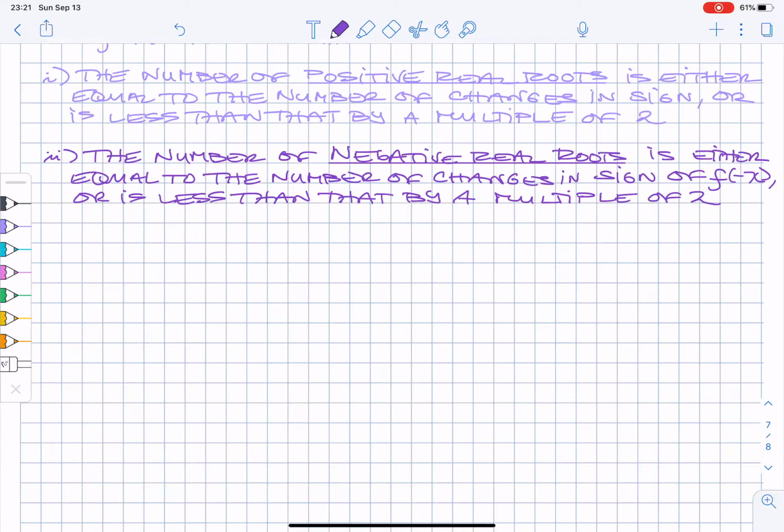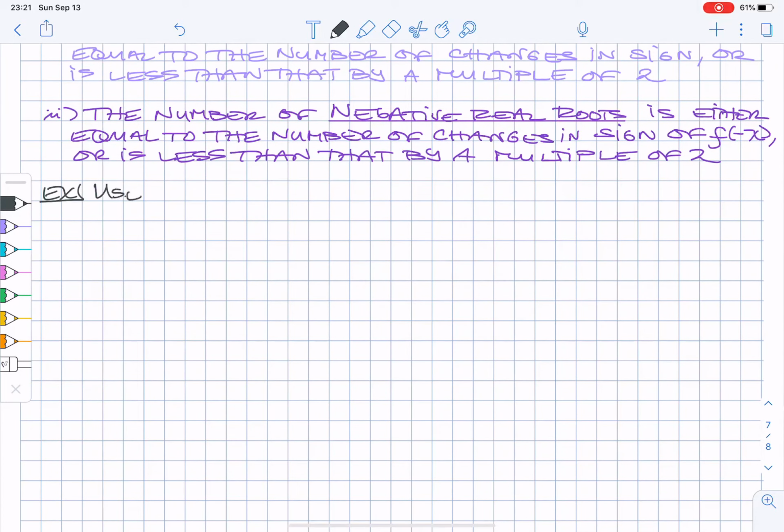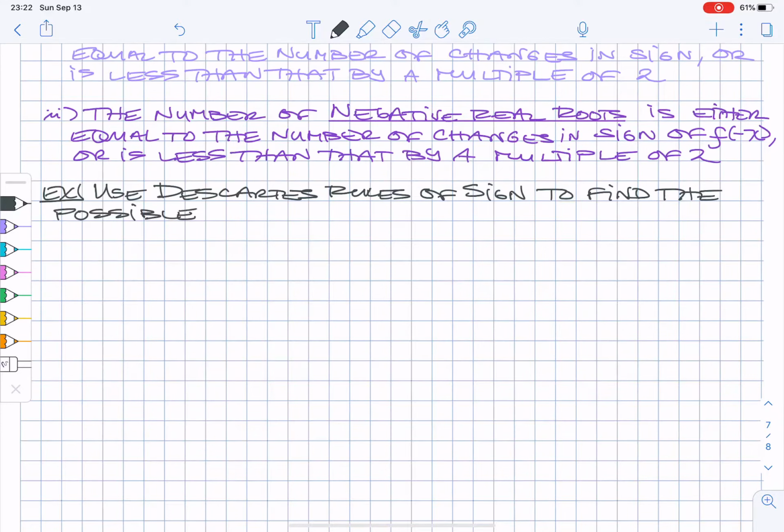Okay, let's do this, shall we? So for example, use Descartes' rule of sign, this is SIGN sign, to find the possible number of real positive and real negative roots. Meaning we don't want i.